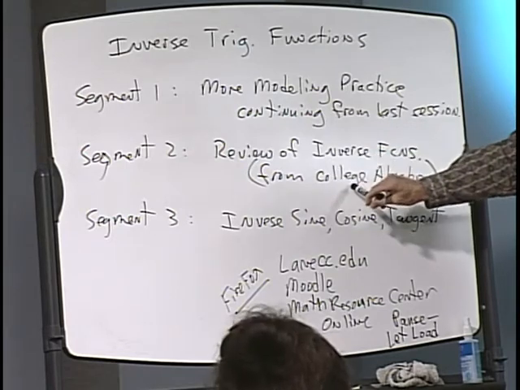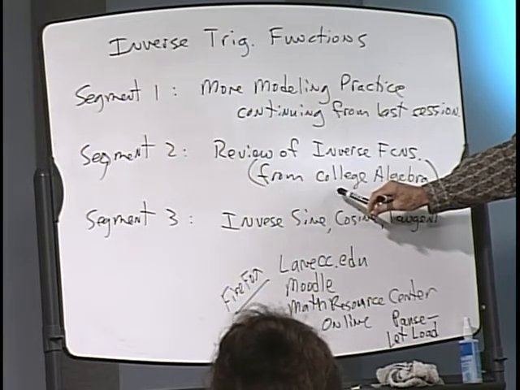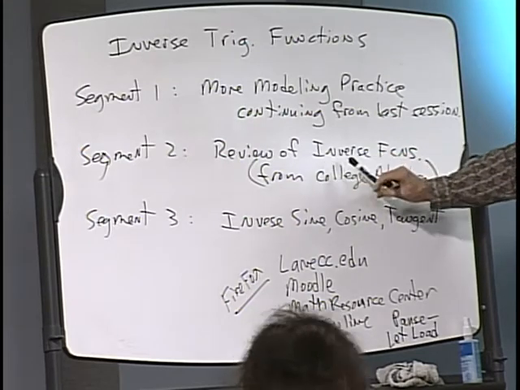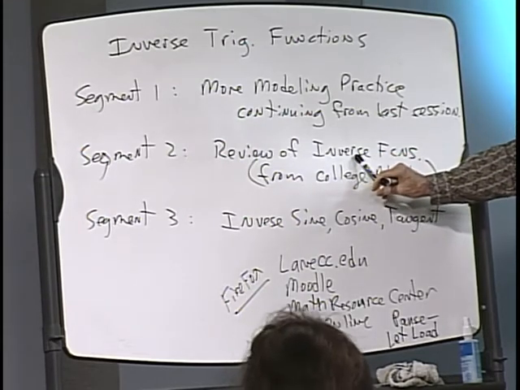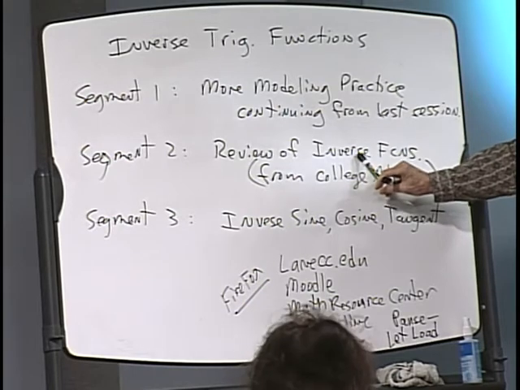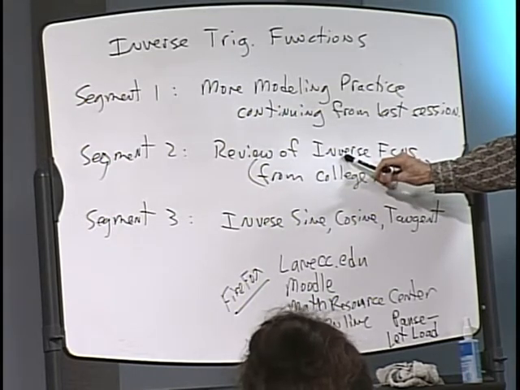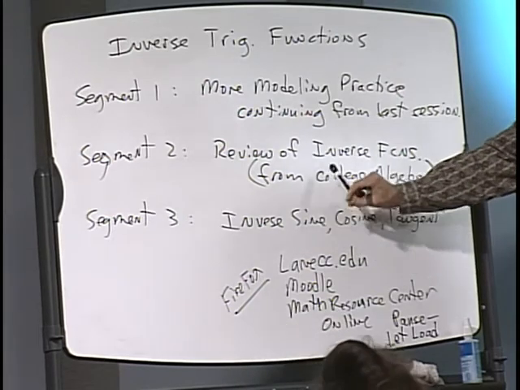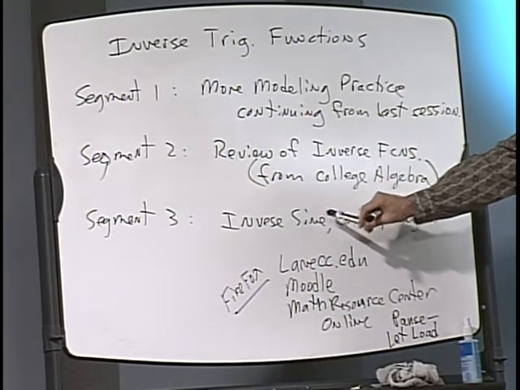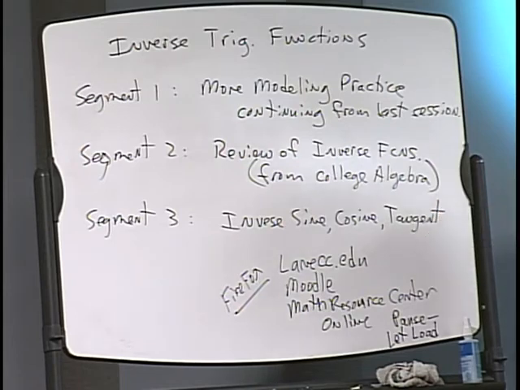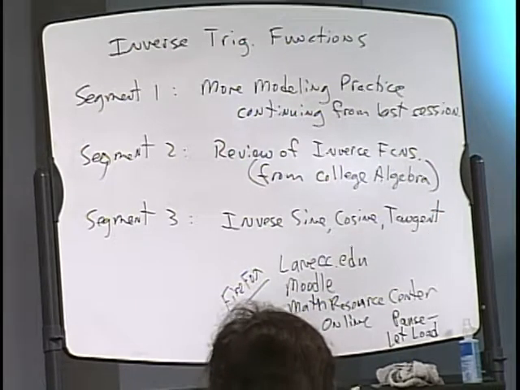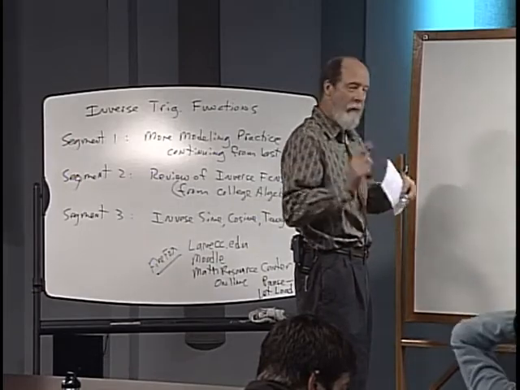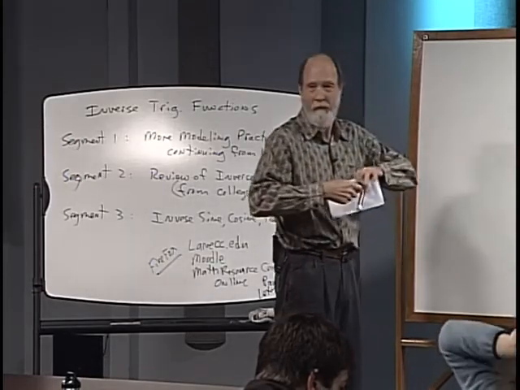Then I want to go back to some stuff from college algebra that some of you are weak on and talk about inverse functions and what they are, how we create them, and some of the restrictions that apply. Once we have a review of that underway, then we'll do this third segment today where we'll apply the inverse concept for sine, cosine, and tangent. Okay? So let's start. I'm going to start with a tangent function.